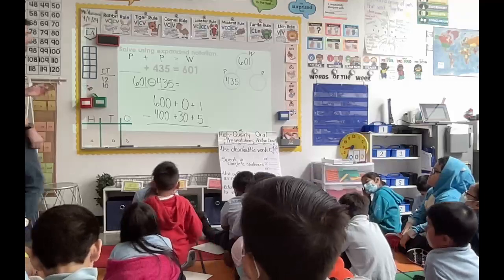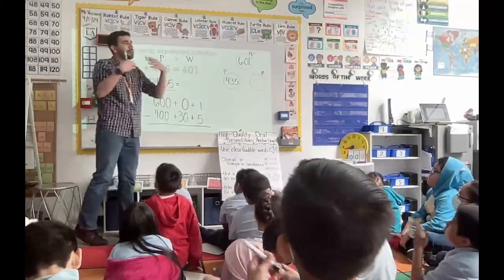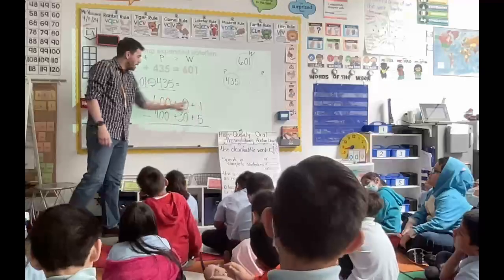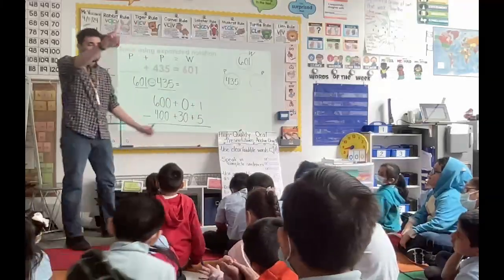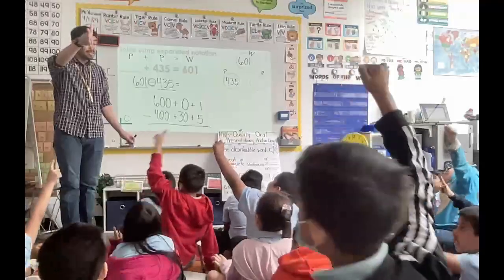Okay. So now I'm going to start subtracting. Do I start in my hundreds, tens, or ones? Ones. So I'm doing 1 minus 5. Hold up one finger. Take away 5. You cannot do that.